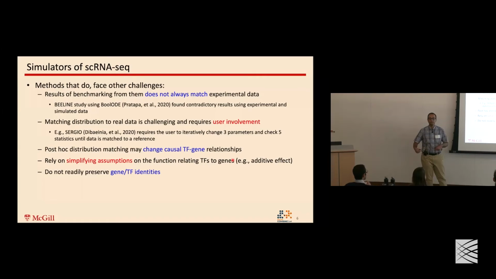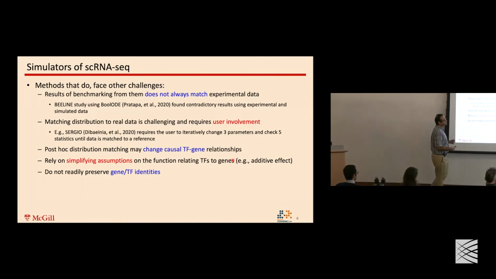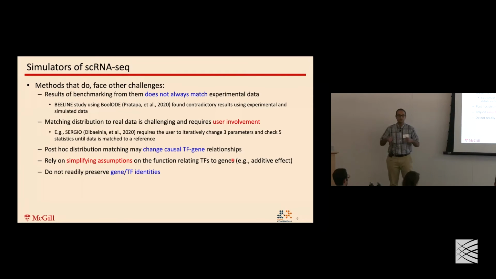But then if you want to make the data set actually have the statistical properties of your reference data set, for example, they allow you to add technical noise by changing 3 parameters. And they suggest that you check 5 different statistics and keep modifying these 3 parameters until you end up satisfied with the quality of your data, which again also adds the issue of subjectivity: when the user stops changing these parameters, is that good enough? Is that similar enough or not? So some degree of subjectivity comes in.